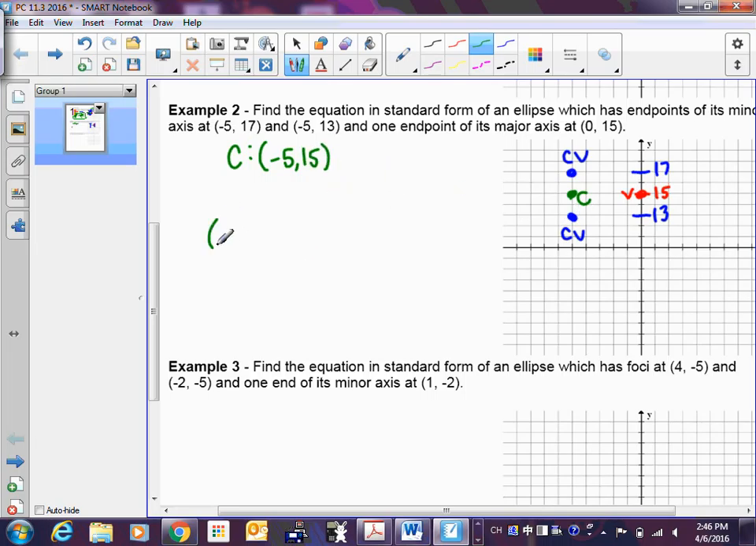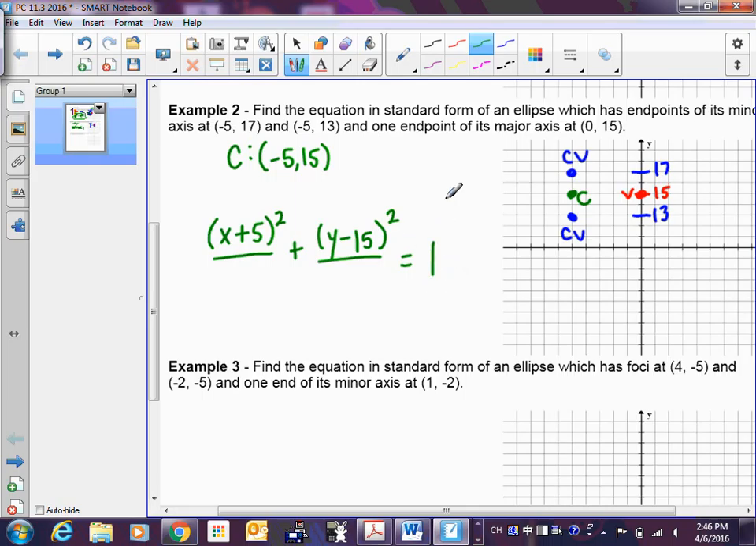So I'm going to go ahead and set up the problem as much as I know how to do. It's going to be x plus 5 squared, and then y minus 15 squared. Remember, always opposite sign next to the x or the y. And always equals 1.